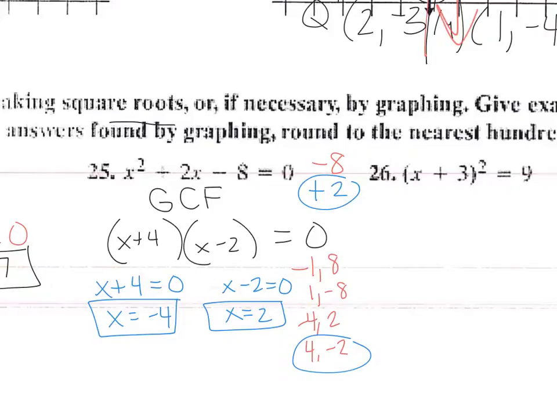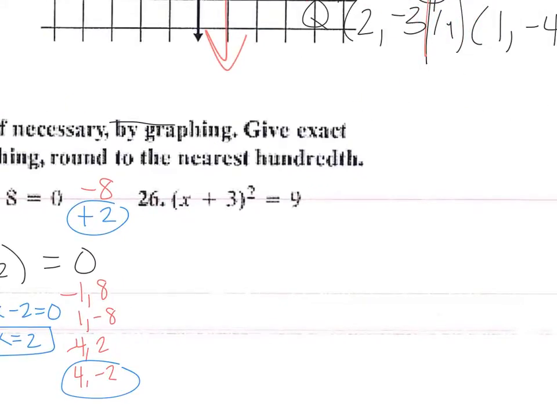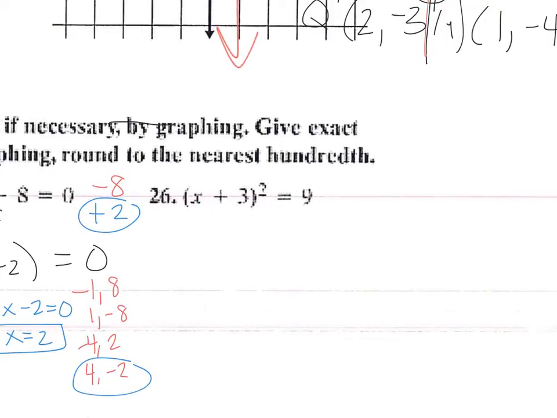So solving by factoring works if you have one side equal to 0 and you can factor it. So this one, I don't have one side equal to 0. And this is already factored. So what you can do is solving by square root. So I can take the square root of both of these sides.